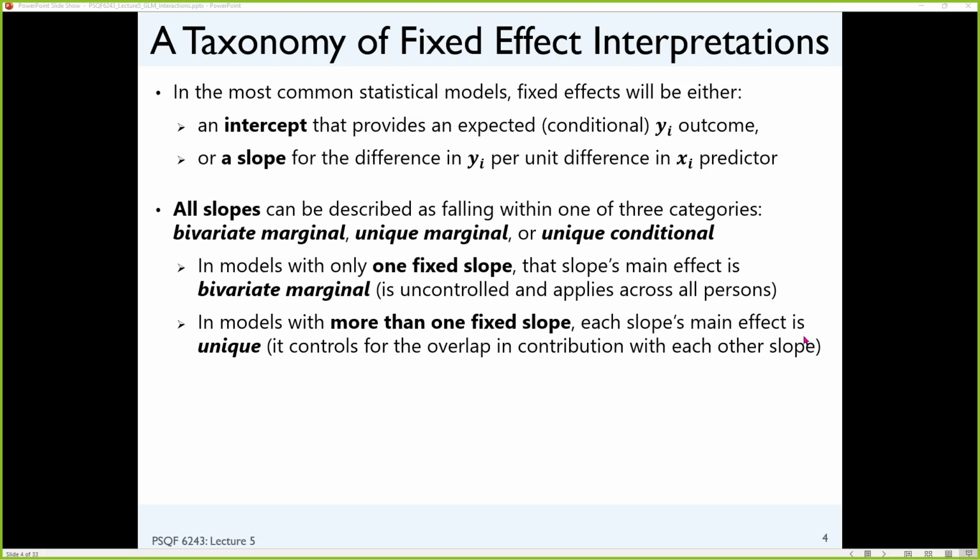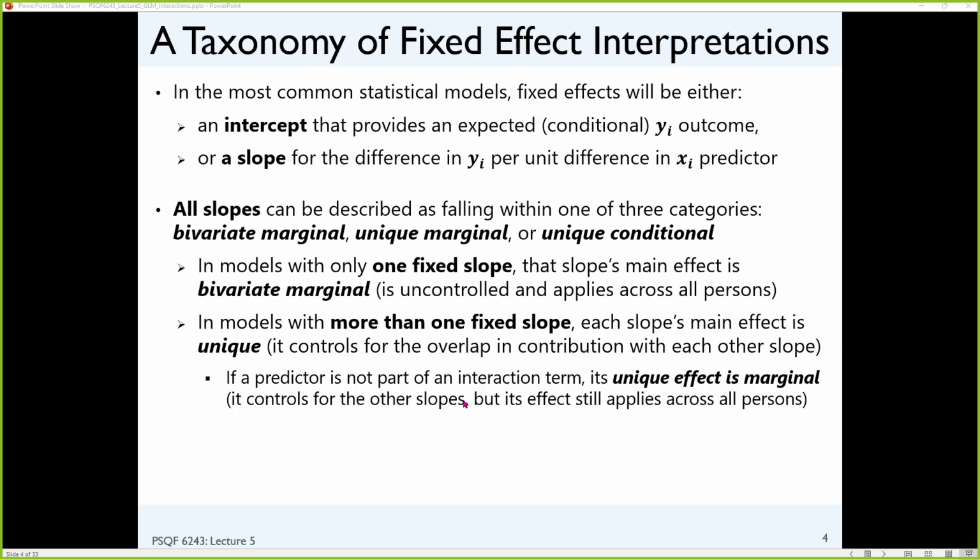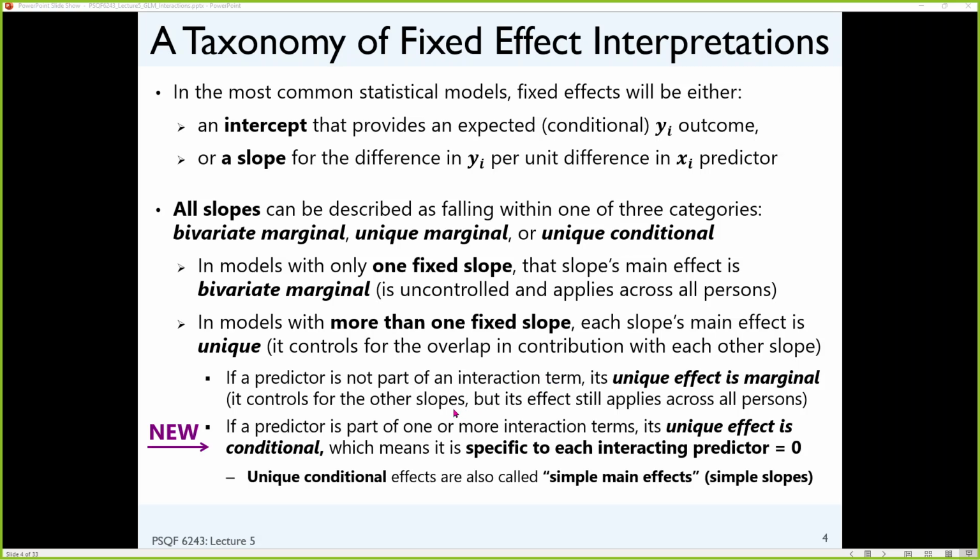If you have more than one fixed slope, so in the examples that we've seen recently, we have multiple predictors in the model. So it's no longer bivariate, because now the predictors are fighting against each other for common variance. They each want to get their unique contribution. So we're switching from the label bivariate to unique. Whether it's marginal or not depends on whether the predictor is part of an interaction term. If it's not, it's marginal, and the slope applies equally to everyone. If it is part of an interaction term, then it is unique. It is conditional, and so this is the new part.